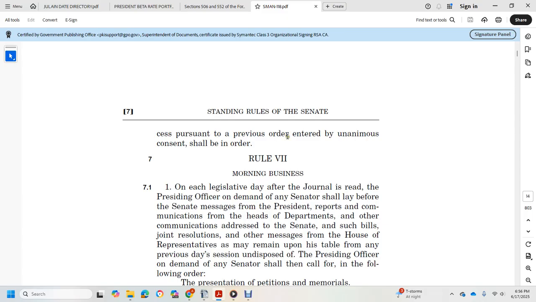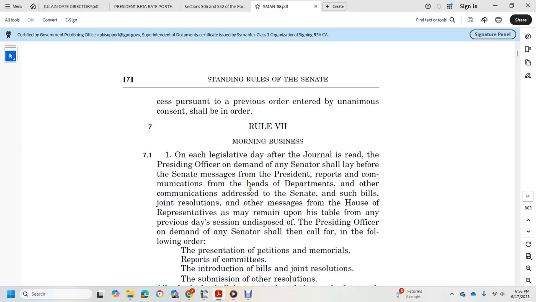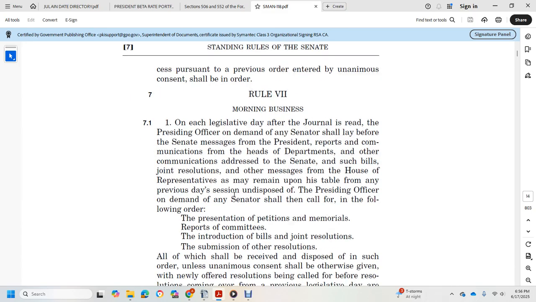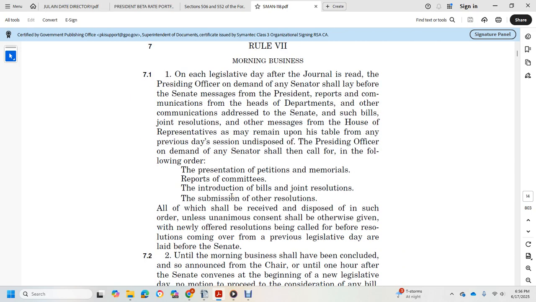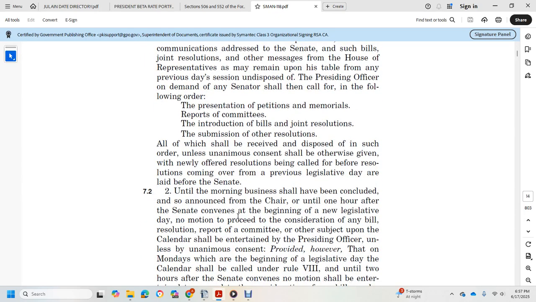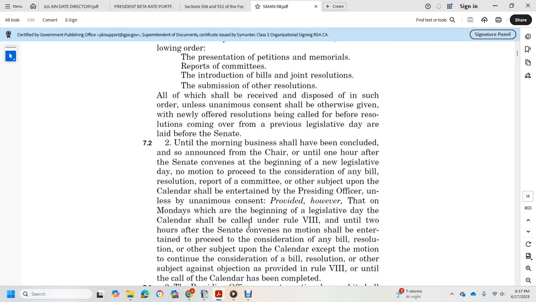The presiding officer, at the demand of any senator, shall then call for it in the following order: presentation of petitions and memorials, reports of committees, the introduction of bills and joint resolutions, the submission of other resolutions, all of which shall be received and disposed of in such order unless unanimous consent shall otherwise be given, with newly offered resolutions being called for before resolutions coming over from the previous legislative day are laid before the Senate, until the morning business shall have concluded, so announced by the chair, or until 1 hour after the Senate convenes.